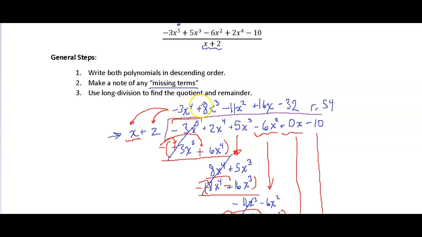Taking a look at our complete problem and our complete answer, we have negative 3x to the fourth plus 8x to the third minus 11x squared plus 16x minus 32 with a remainder of 54.